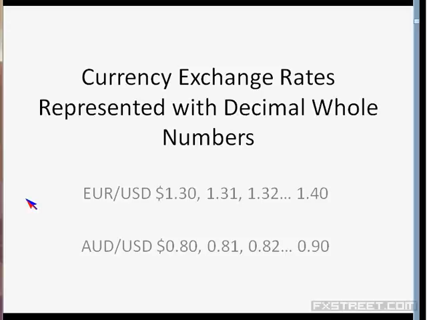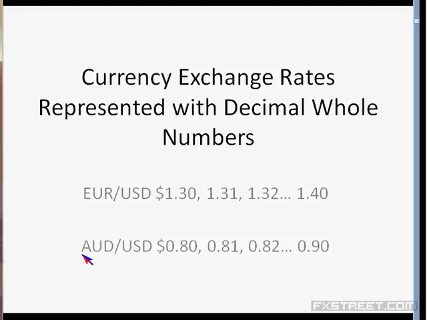In the case of the euro-US dollar currency pair, it is how many US dollars, the quote currency, are needed to purchase one unit of the base currency, which in this case is the euro. In the Aussie dollar currency pair, the Australian dollar is the base currency and the US dollar is the quote currency. And the precision needed to represent currency exchange rates requires the use of decimal whole numbers.